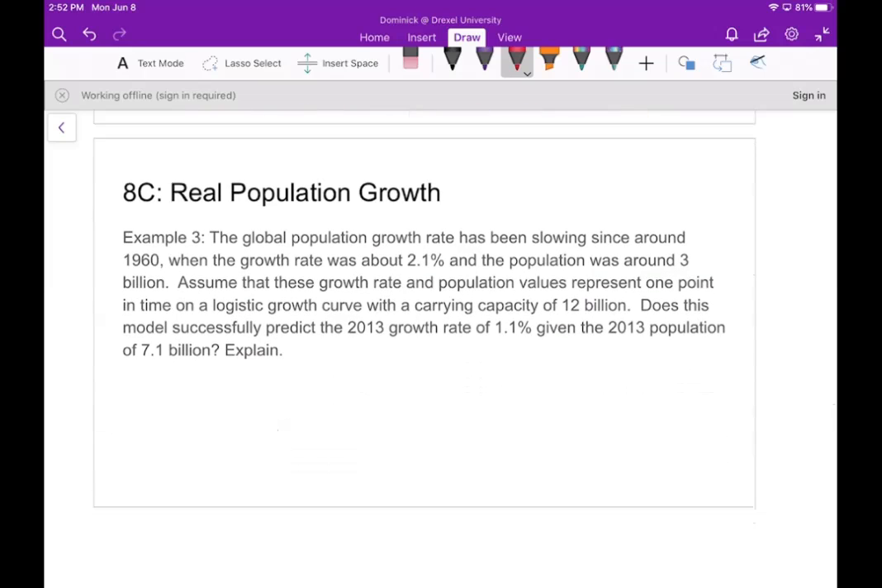So now in this next example, we have that the global population growth rate has been slowing since around 1960, when the growth rate was about 2.1% and the population was around 3 billion. If we assume that these growth rate and population values represent one point in time on a logistic growth curve, and we assume a carrying capacity of 12 billion, does this model successfully predict the 2013 growth rate of 1.1%, given the 2013 population of 7.1 billion?